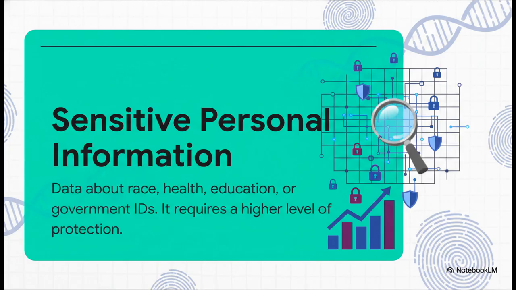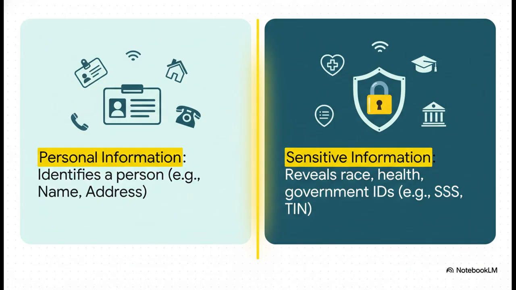It's called sensitive personal information. This is the kind of data you have to be extremely careful with. Any slip-up involving this type of information is treated way more seriously by the law, and for a very good reason. So let's look at the difference here, side by side.